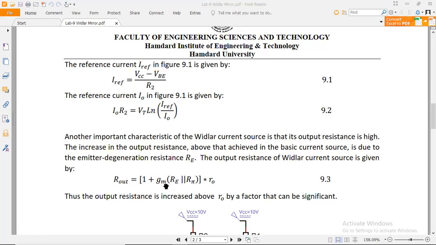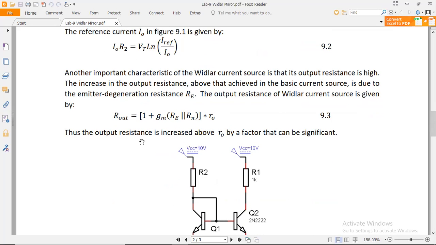R naught equals 1 plus gm, where gm is the transconductance of the circuit. The concept of transconductance we already covered in our previous circuits. Transconductance is similar to conductance, the reciprocal of resistance. It is gm multiplied by RE in parallel with r pi, multiplied by R naught. This formula was also covered in lab 7, and we already discussed it in previous labs. Thus the output resistance is increased above R naught by a factor that can be significant.